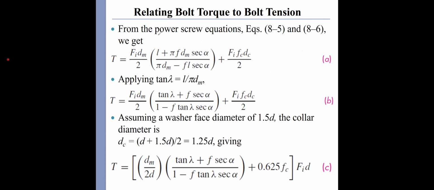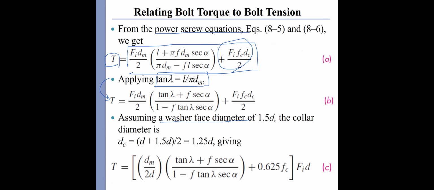Okay, so for the Pascal equation that we already figured out, right? We got a T, the torque, including the collar friction force. Okay, so here we just apply the tangent lambda equals L over pi dm, right? And then we assume the washer face diameter is about 1.5 D, and the collar diameter DC equals to D plus 1.5 D divided by 2, which is around 1.25 D. Therefore, we can rewrite this torque equation here.